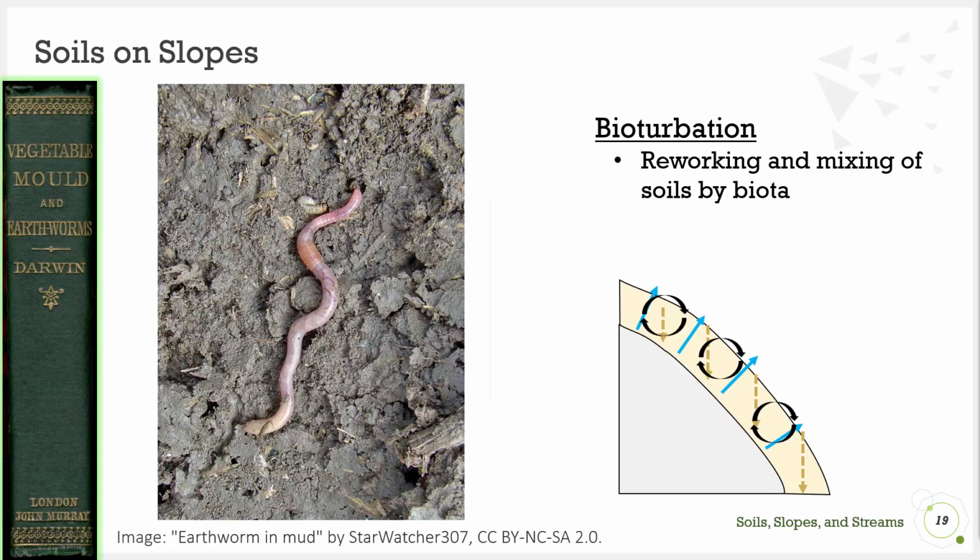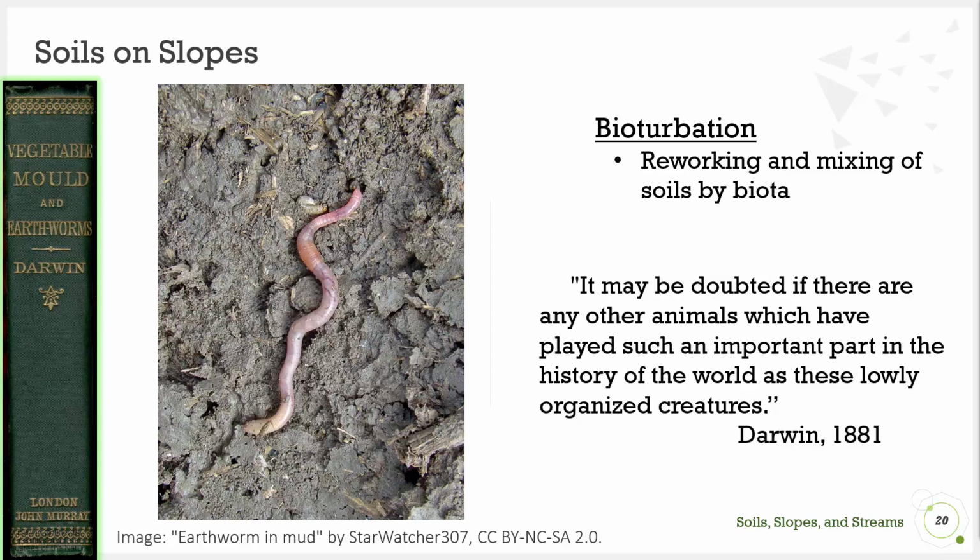Earthworms play a critical role in downslope movement, literally eating and passing soils. Through this, they aerate soils, decompose organic matter, and bury organic matter. They're nature's plow, but one that results in sustainable changes in a soil. Of worms, Darwin said, "It may be doubted if there are any other animals which have played such an important part in the history of the world as these lowly organized creatures."